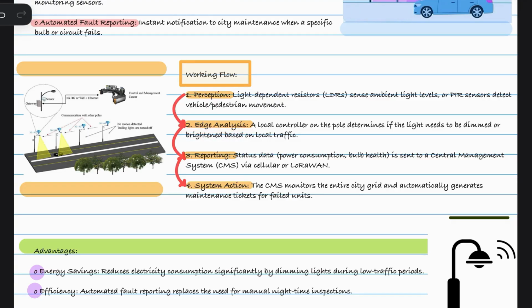Next is the edge analysis. Instead of waiting for a slow cloud response, there is a local controller embedded directly inside the light pole, which instantly processes the sensor readings and decides whether to dim the light or brighten the bulb in milliseconds. So there is no slow response. It happens immediately in milliseconds. Then comes the reporting. The local controller packages the health and consumption metrics and sends them over a long distance using LoRaWAN, or a cellular IoT network, whatever is in the communication protocol, to the central management system.